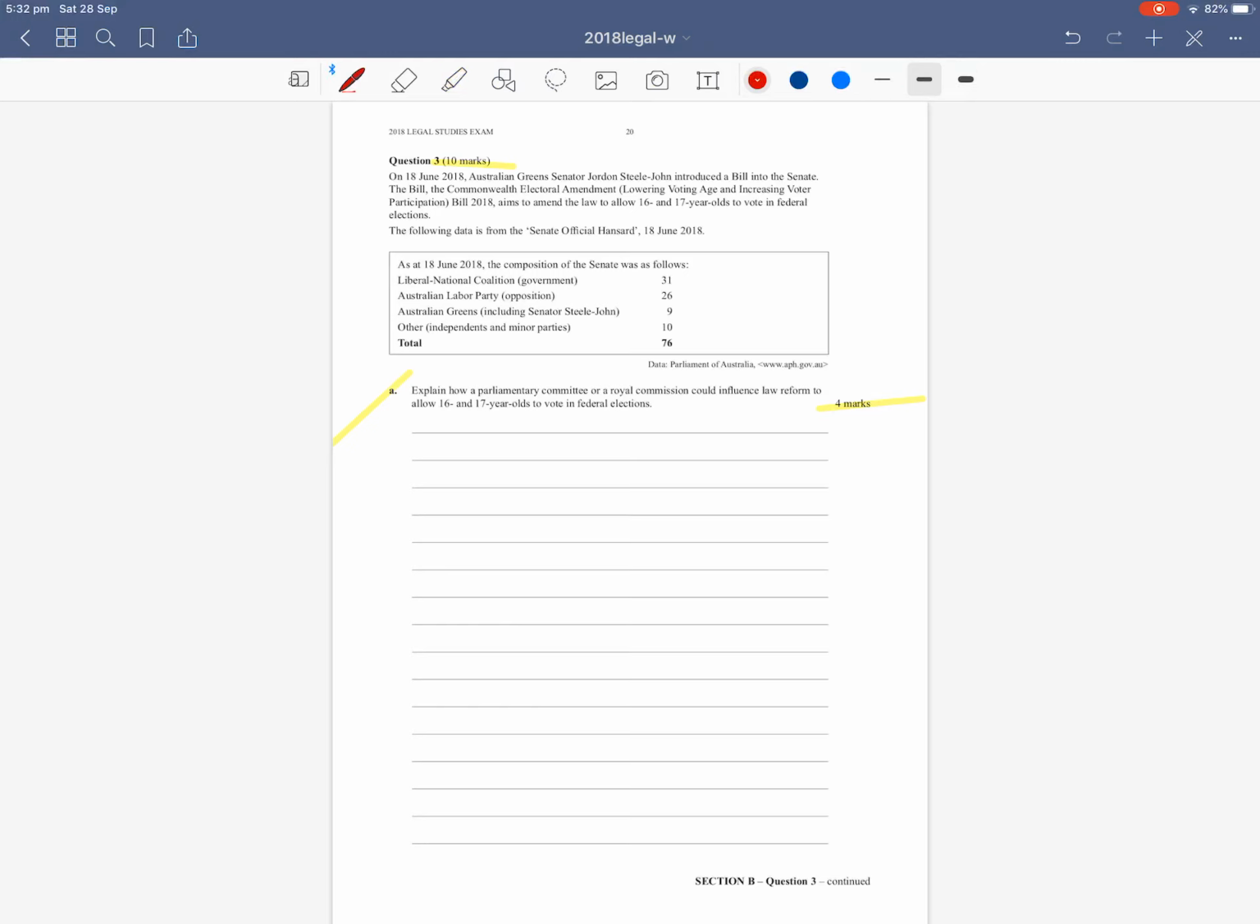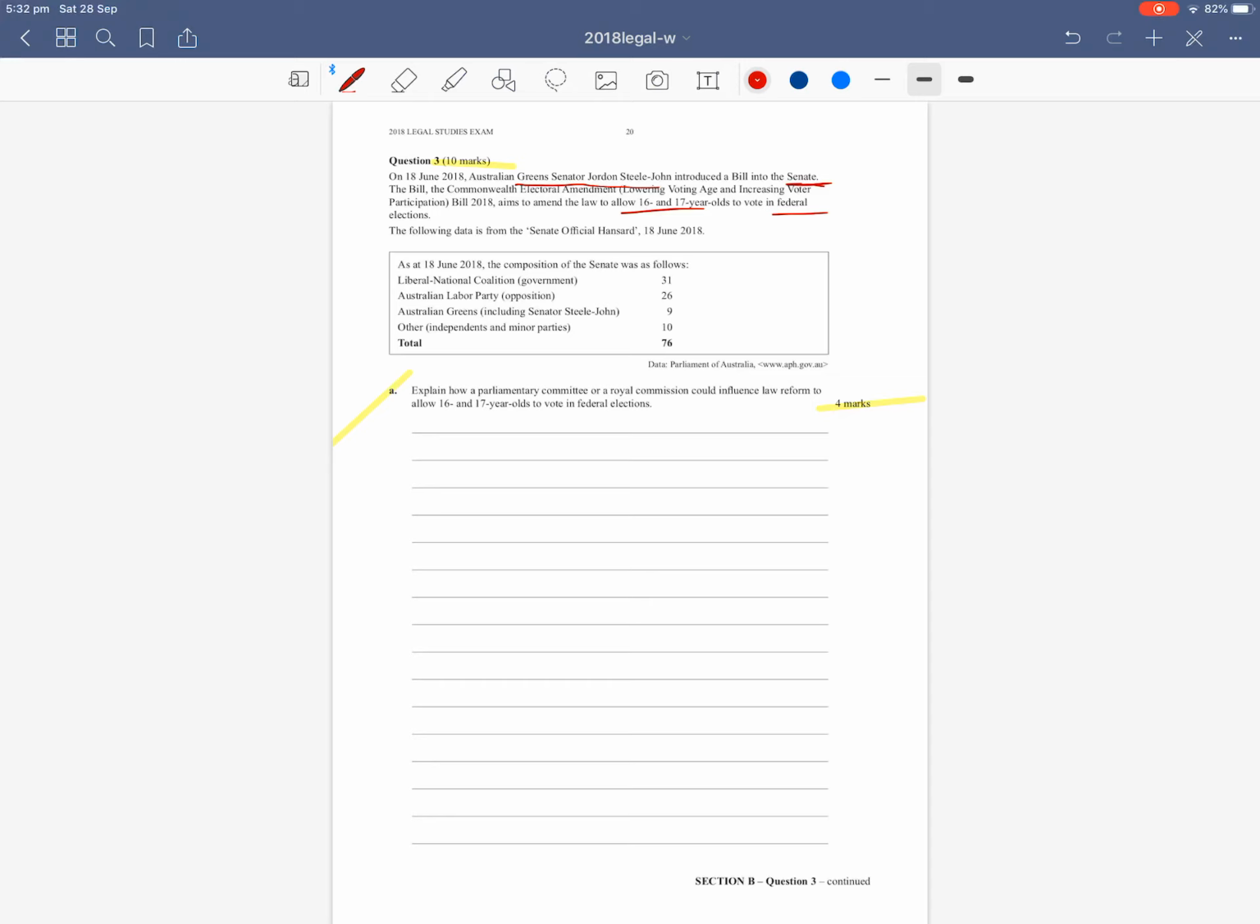On the 18th of June 2018, Australian Greens Senator Jordan Steele-John introduced a bill into the Senate. The bill, the Commonwealth Electoral Amendment (Lowering Voting Age and Increasing Voter Participation) Bill 2018, aims to amend the law to allow 16-17-year-olds to vote in federal elections. The following data is from the Senate official Hansard on the 18th of June 2018. Now, this is important because a few things have been given to us.